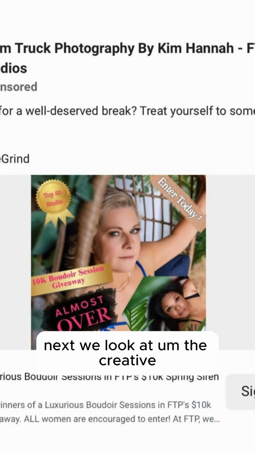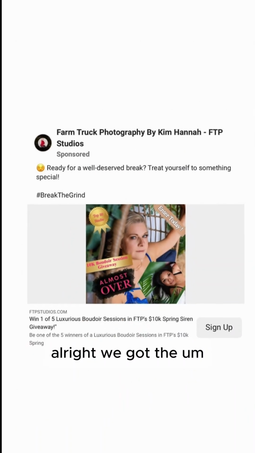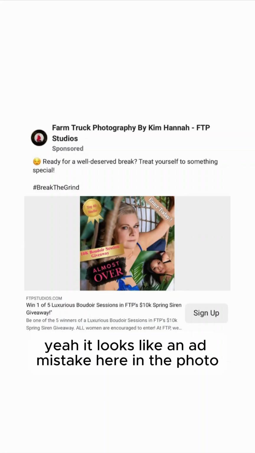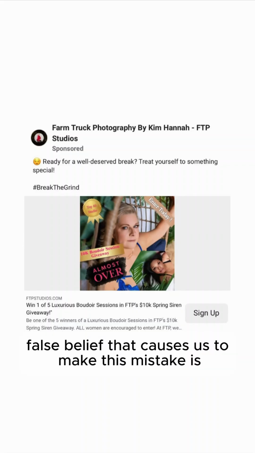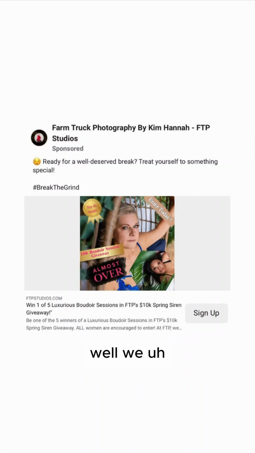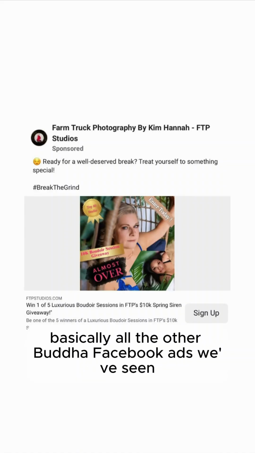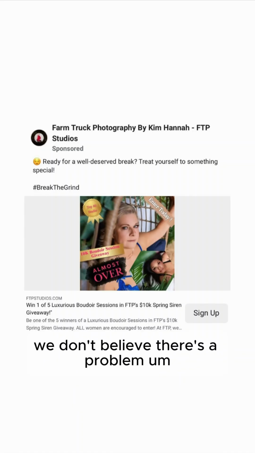Next, we look at the creative. All right, it looks like an ad mistake here in the photo. The creative makes it look like an ad. The false belief that causes us to make this mistake is, well, we've seen it a bunch, and basically all the other Boudoir Facebook ads we've seen. So we don't believe there's a problem.